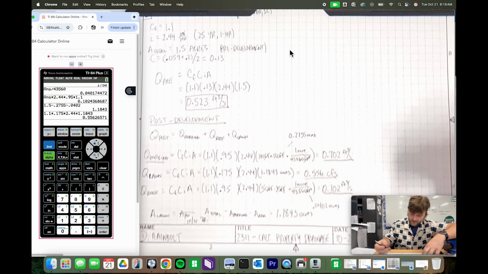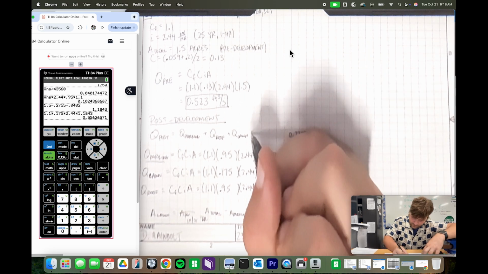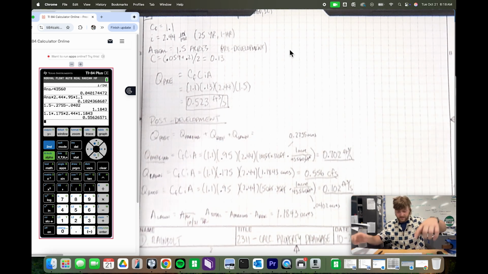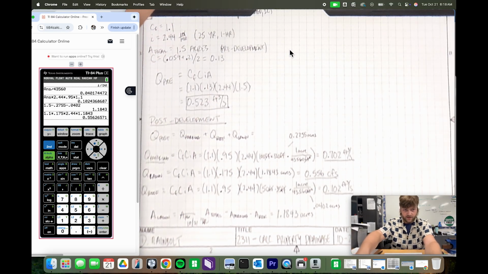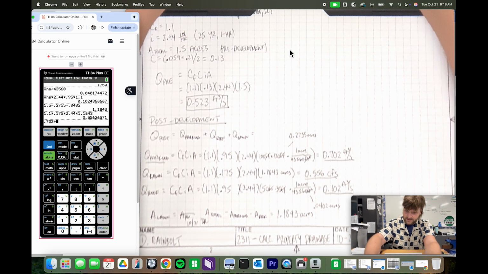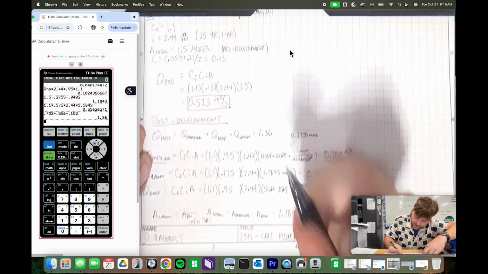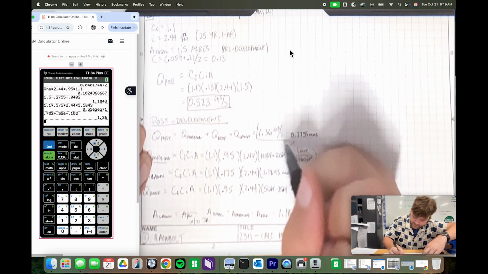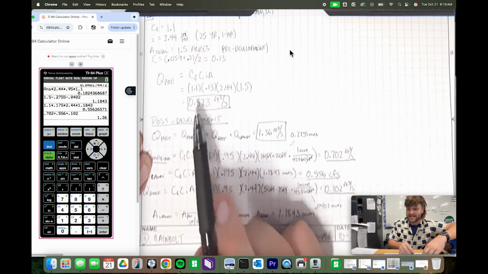And so now what we could do is we can add these up to find out what our total Q post is. And so we're going to go ahead and put that right here. So we're going to go ahead and take the parking plus the roof plus the lawn. We can find out what that total value is. So we've got the 0.702 plus 0.556 plus 0.102. In total, we've got 1.36 cubic feet per second for our post-development there. So remember, we don't want to exceed our Q pre.